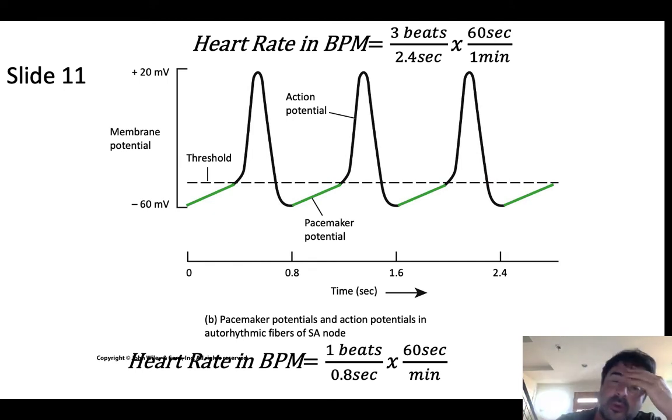So I could give you the wavelength and you go, I know the wavelength represents one cardiac cycle, right? And if it's 0.8 seconds, I could say there's a heartbeat every 0.8 seconds. Well, getting rid of seconds to minutes, you're going to get the same numerical value. In fact, 2.4 divided by 3 is 0.8. So I could give you the wavelength, or I could give you a graph like this in which you would have to count the number of peaks.